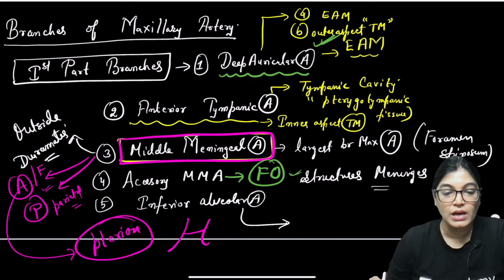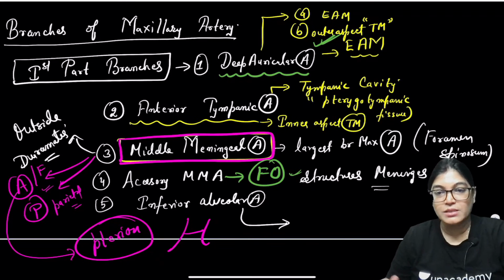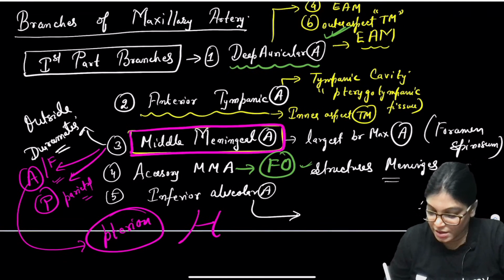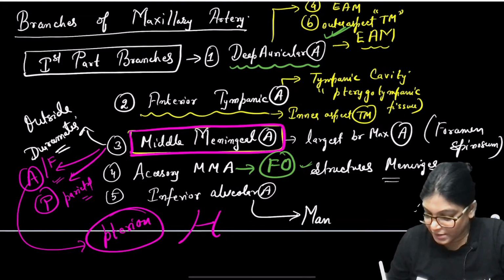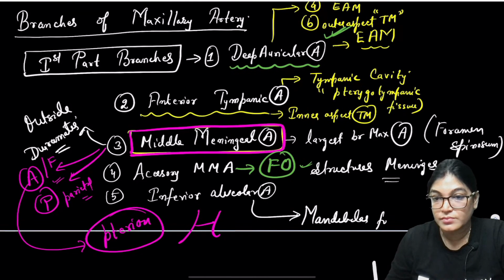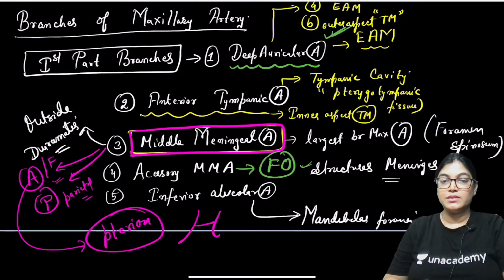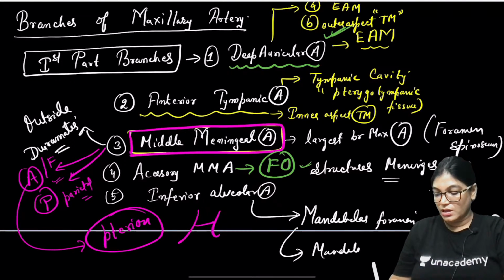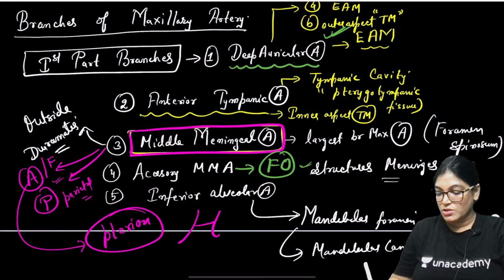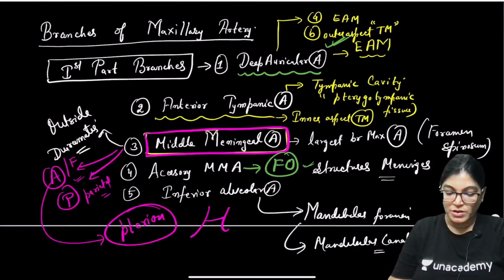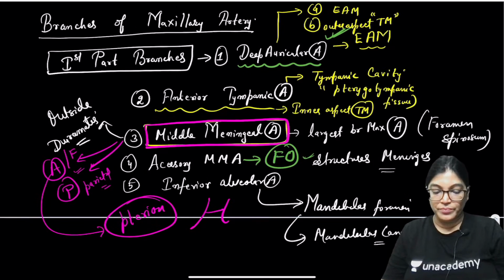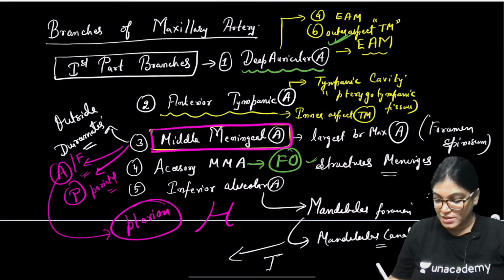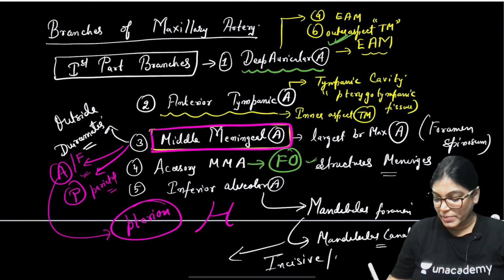Inferior alveolar artery enters the mandibular foramen of the mandible. Then it will traverse through the mandibular canal and emerge out through the mental foramen, and will give two branches: one is the incisive branch and the other is the mental branch.